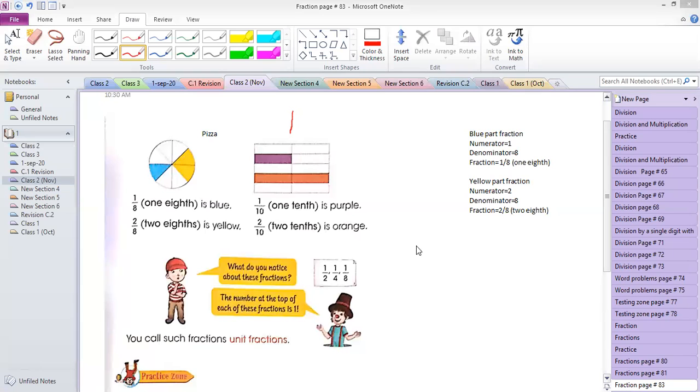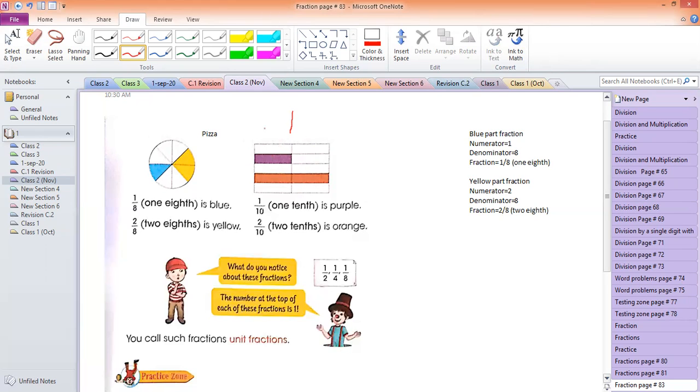Can you tell me how many equal parts are there? The answer is 10. I will count for you also. Look here. This is 1, 2, 3, 4, 5, 6, 7, 8, 9, and 10. It is divided into 10 equal parts.